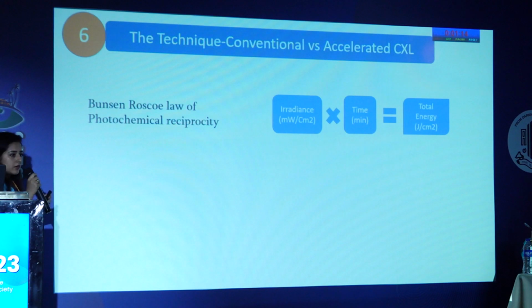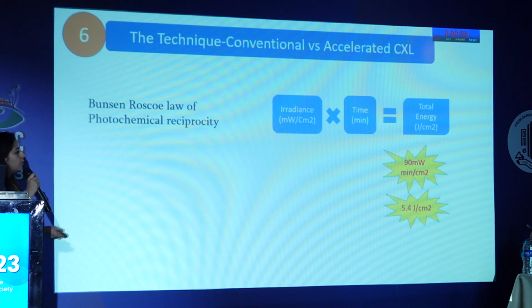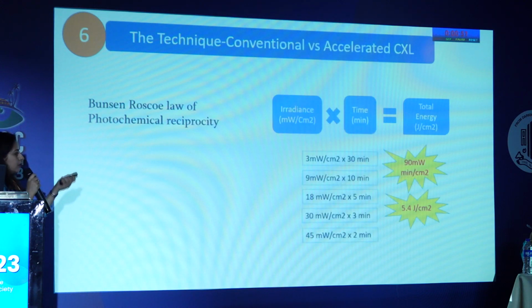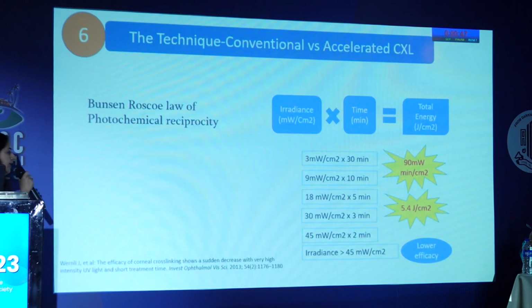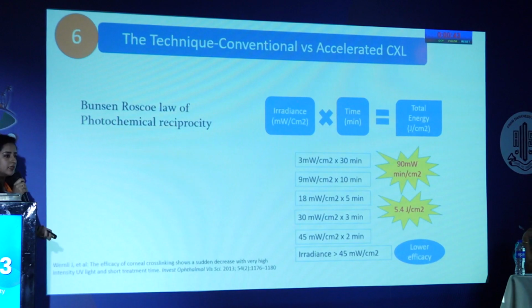Now, this is the photochemical reaction which is governed by the Bunsen-Roscoe law of photochemical reciprocity, which says that if your total energy is constant, you can have the same photochemical reaction irrespective of the irradiance and the time. And the total energy set by the Dresden study was 5.4 joules per centimeter square. Now you can achieve this 5.4 by different mechanisms, 3 by 30 or 45 by 2, but not more than 45, because Wernli has reported that if irradiance is more than 45, the efficacy markedly decreases.